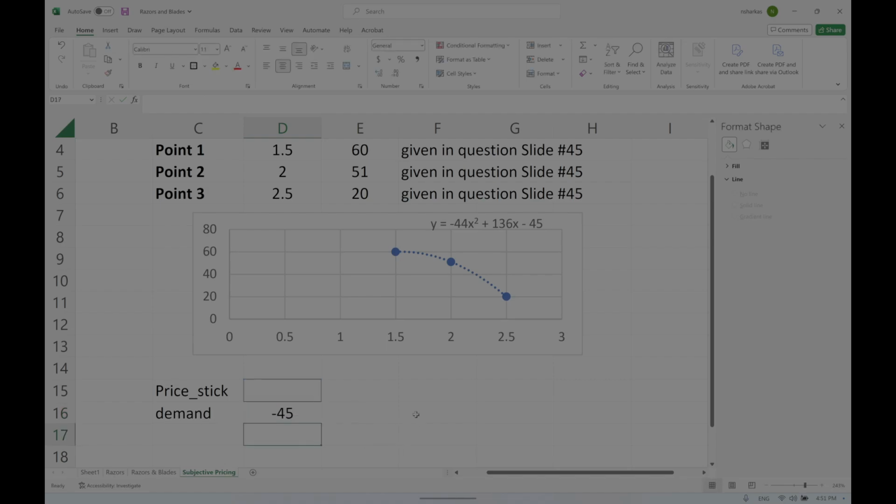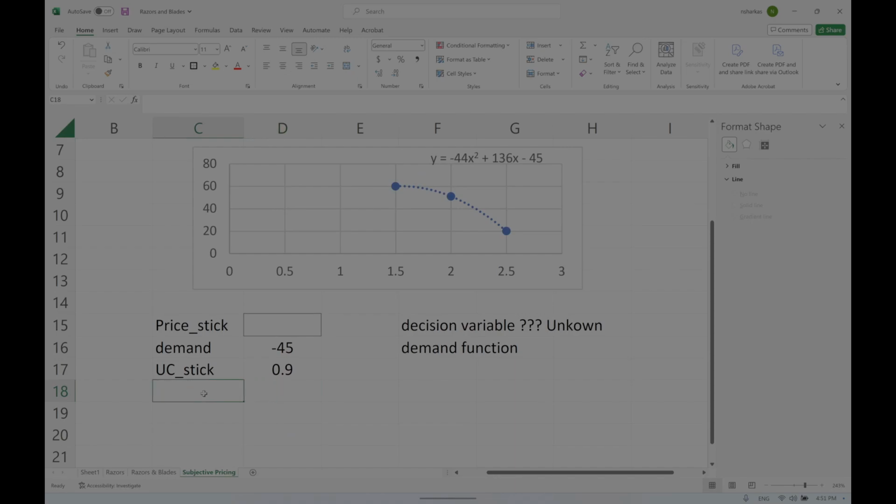Over here, this is the decision variable, unknown, because I need the computer to find it and generate it for me. This is the demand function. And now, what is the unit cost? We have a unit cost of the stick to be 0.90. Very good. Now we are ready to compute the profits.